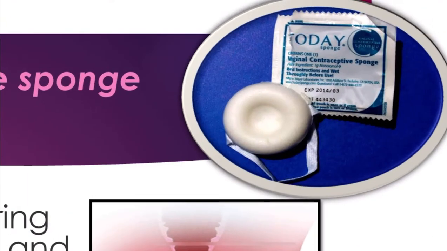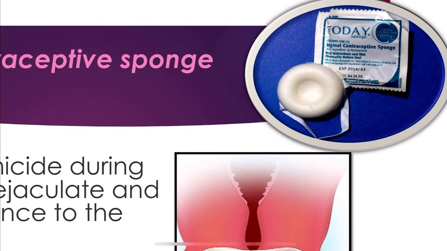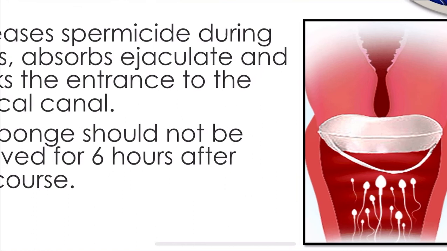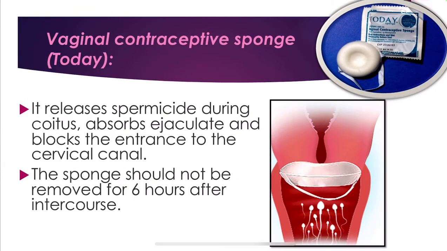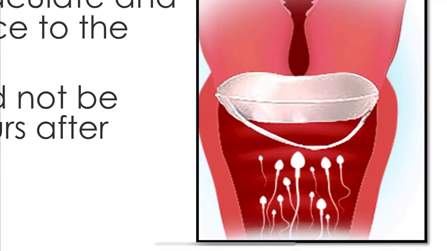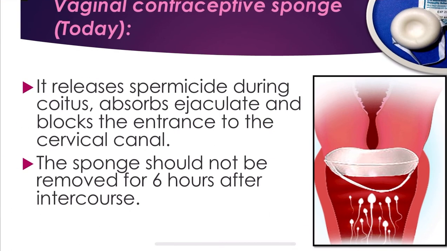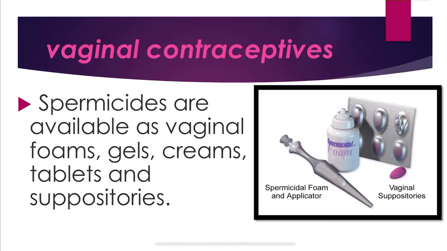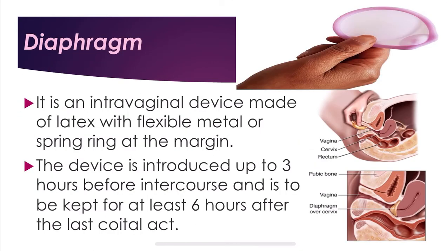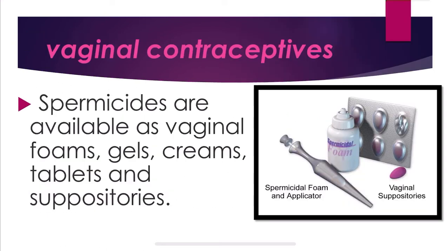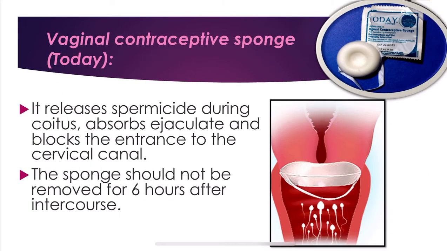In fact, Today is the most popular brand of sponge. It is going to absorb the ejaculate. Here you can see the ejaculate. The sponge is going to absorb the ejaculate, and thereby it will block the entrance of the sperms into the cervical canal. The sponge should not be removed for 6 hours after the intercourse. Same as in the diaphragm what we read, it has to be kept on at least for 6 hours. In the same way, the sponge should not be removed for 6 hours after the intercourse.